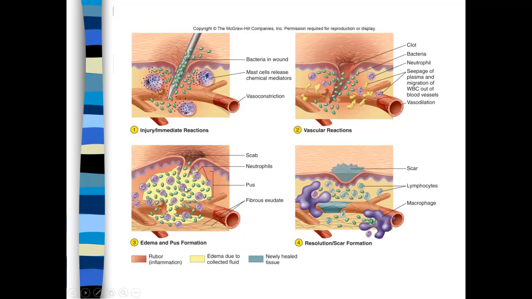Okay, and then fibrous exudate. You actually get a mat of fibers down at the bottom of the wound. And then finally a scab is formed in frame 3, and then finally in frame 4 you have scar formation. Lymphocytes then are coming along, and macrophages are being released through the bloodstream, through the capillary walls, and they're able, like the neutrophils, to phagocytose these bacterial cells.